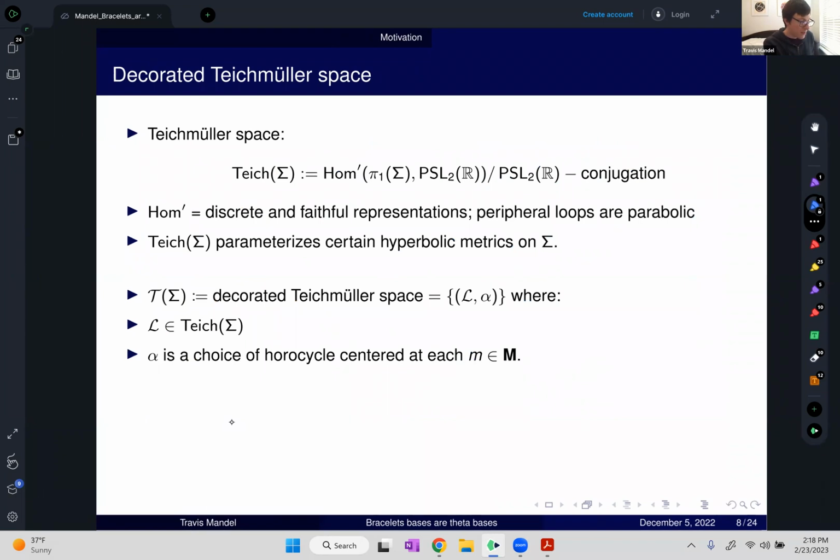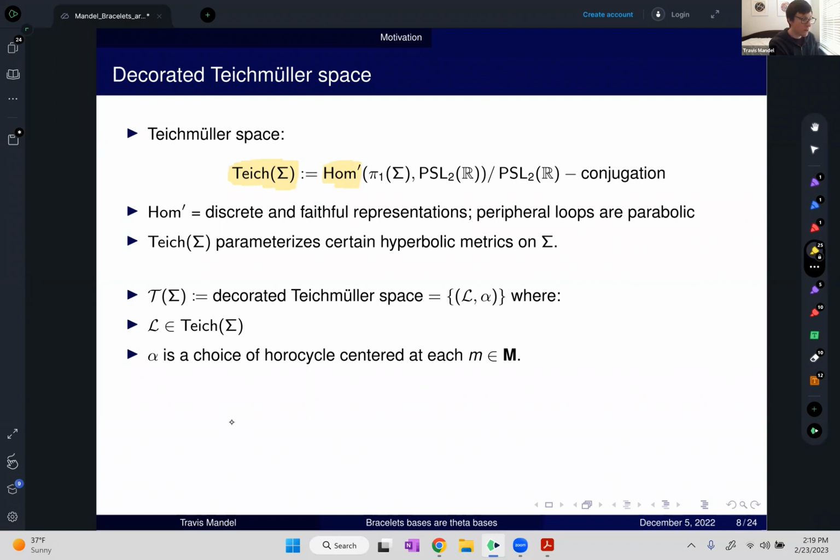Right. So that modular local systems, that's one interpretation of the skein algebra. There's another one I want to mention: decorated Teichmüller space. Teichmüller space for us, I'll call it T of sigma. We can say this is Hom, well, I'll say Hom prime. I'll explain the prime in a second.